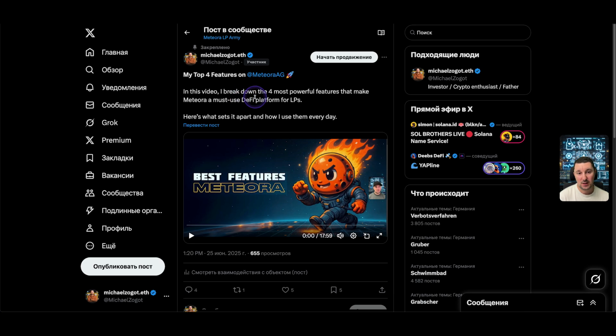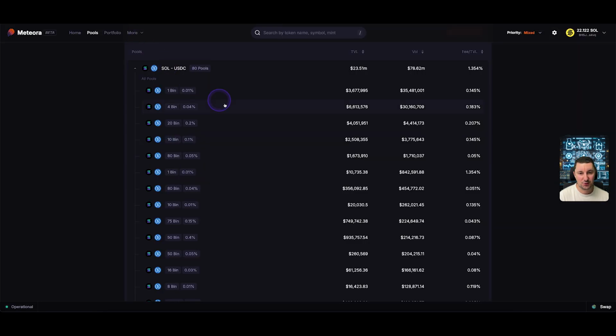So that's why I decided to make a short series to explain every feature more deeply, also maybe interesting for new users. So let's go ahead with the first feature, the price ranges, where the bins functionality actually shines. When you want to provide liquidity and earn fees, in terms of liquidity efficiency, you decide where you want to put your liquidity, in which price ranges.